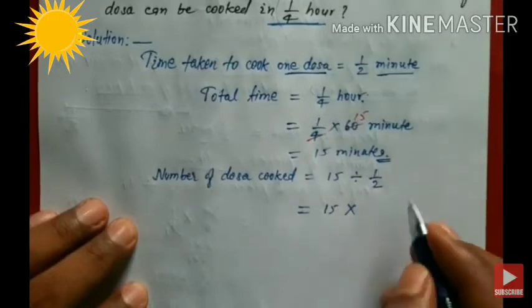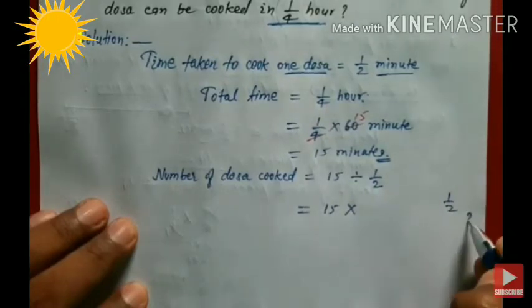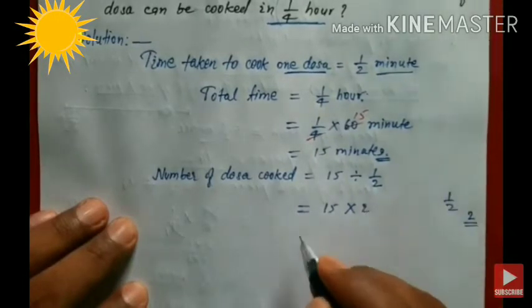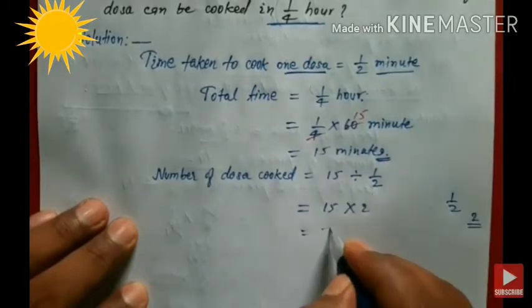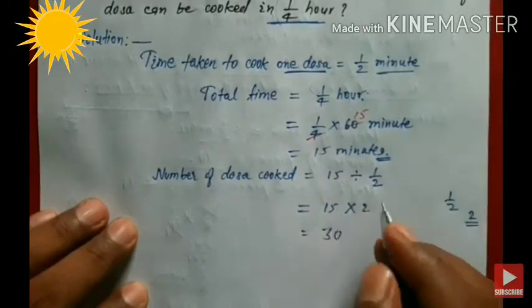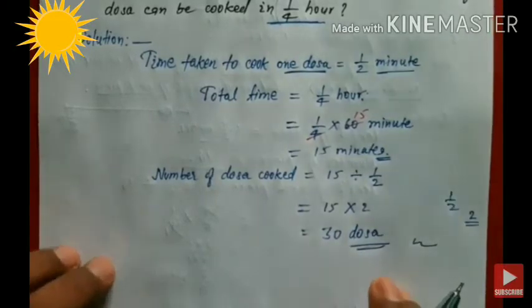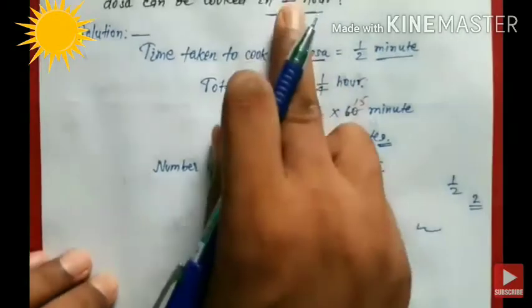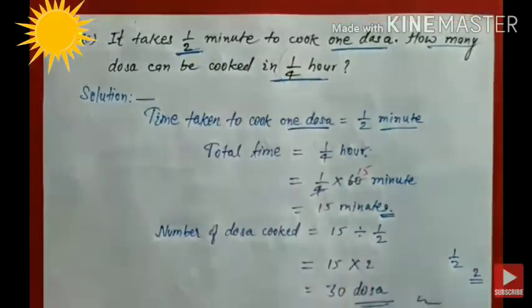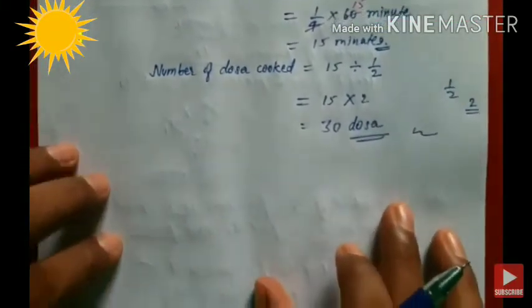So we have to take the reciprocal of 1 upon 2, and the reciprocal of 1 upon 2 is 2. 15 twos are 30. Okay, 30 dosas. It means in 15 minutes we can cook 30 dosas. Okay, in 1 upon 4 hours we cook 30 dosas.